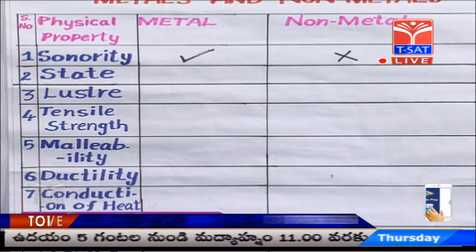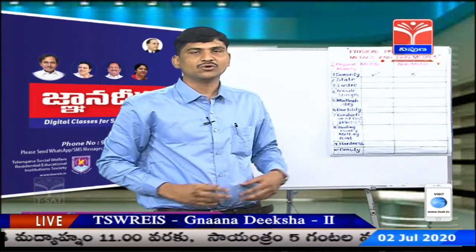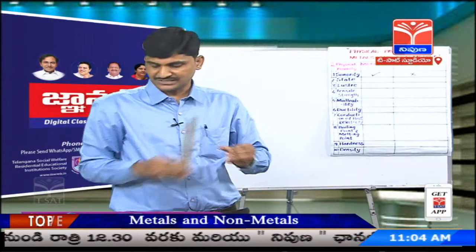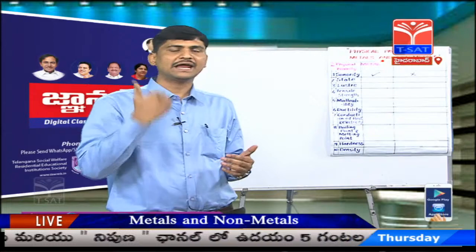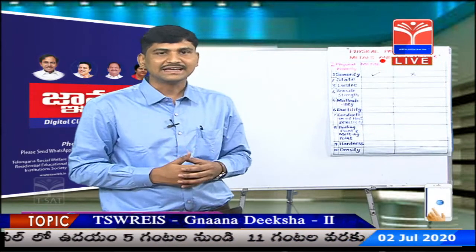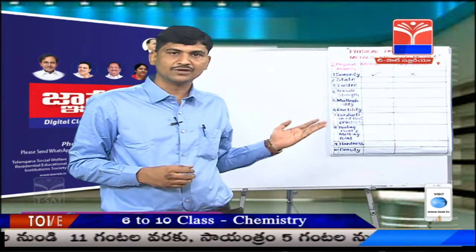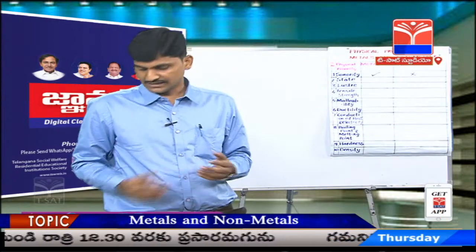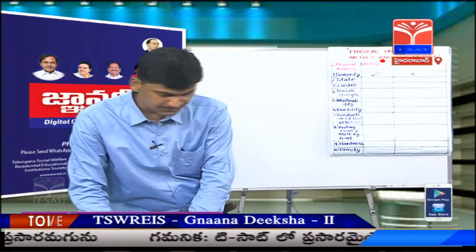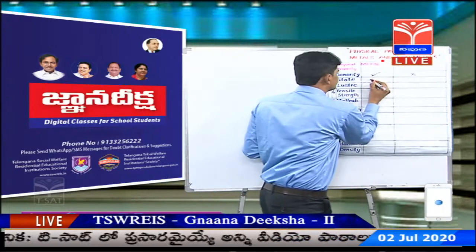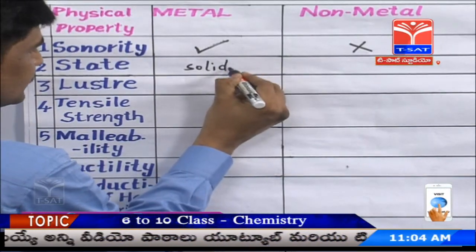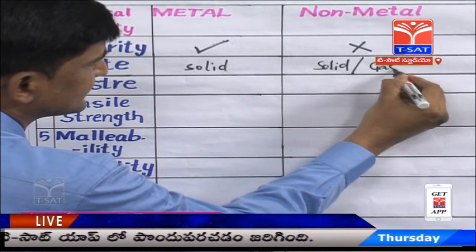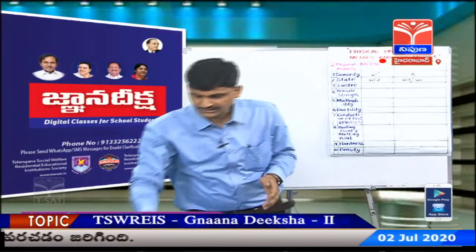Okay, children. Next property is state. You are very well aware, children. What is the state of metals? It is the solid state. What about non-metals? You are inhaling oxygen during respiration, it is in gaseous state. And just now you have seen the sulfur on the slide, this is in solid state. So non-metals are solid or gas, right, children. This is about state.